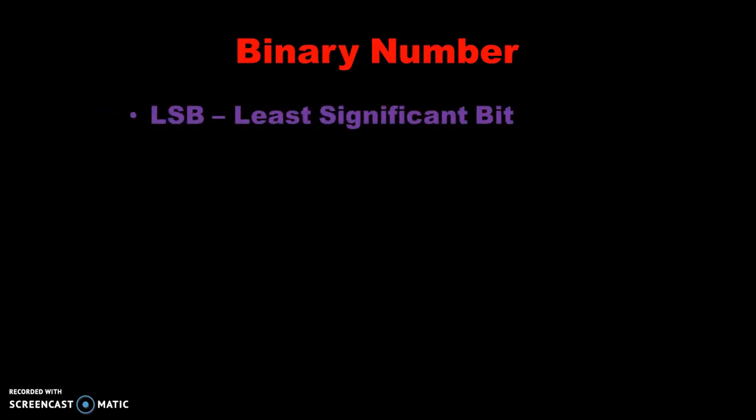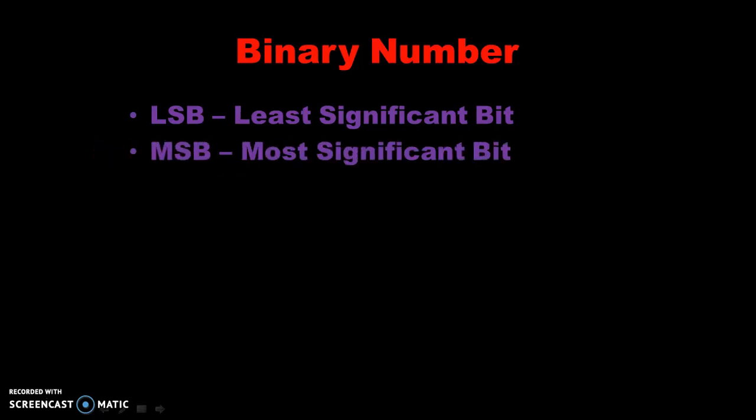Let us see one binary number and some of the terminology concerned with the binary number. We have LSB, that is known as the least significant bit. In any binary number, the right extreme position is known as LSB, the least significant bit. And we have MSB, the most significant bit. On the left hand side, the extreme position bit is known as the most significant bit.